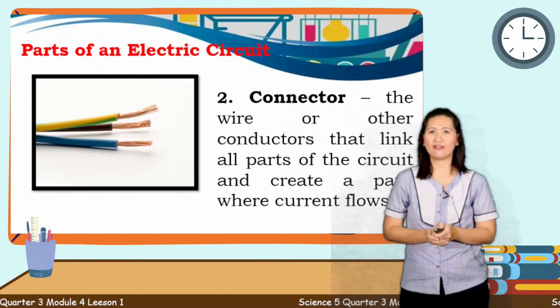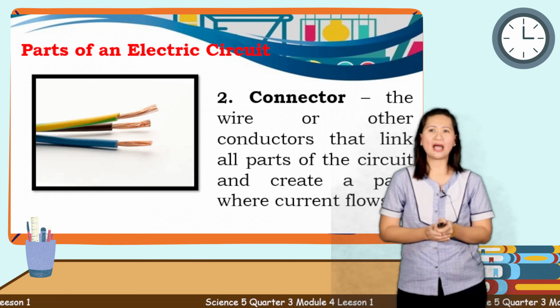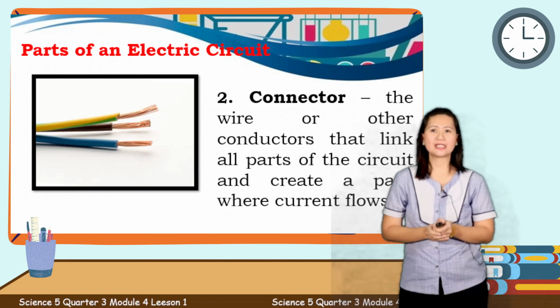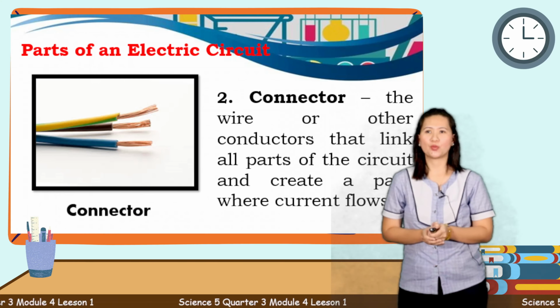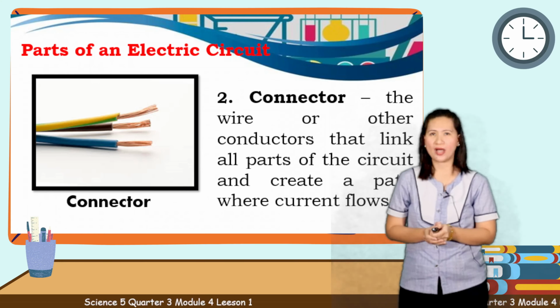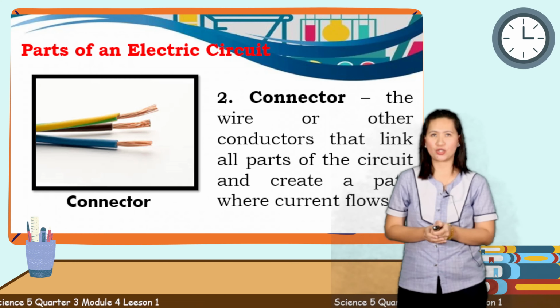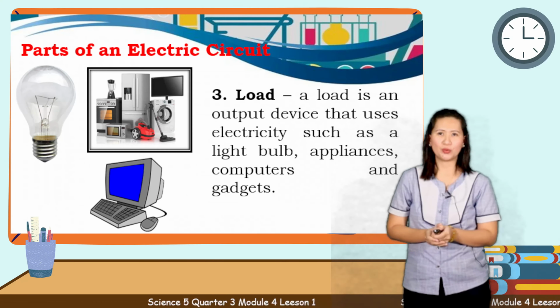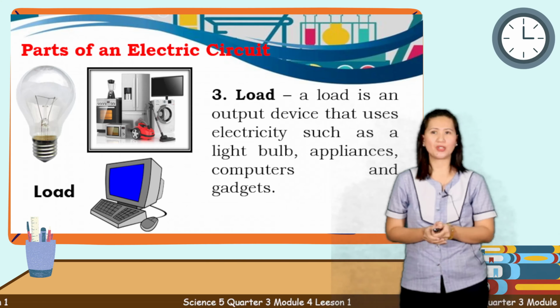Number two, we have the connector, the wire or other conductors that link all parts of the circuit and create a path when current flows. So we have here the connector or the wire, and usually these are conductors. Number three is the load. A load is an output device that uses electricity, such as the light bulb, appliances, computers, and gadgets. So here are the examples of load: our appliances, computer, and the bulb.